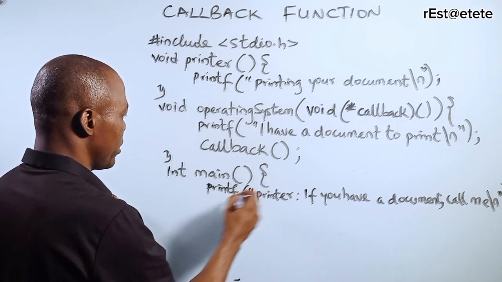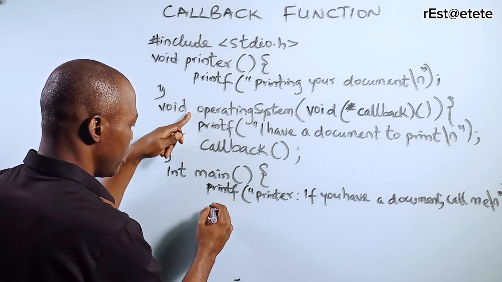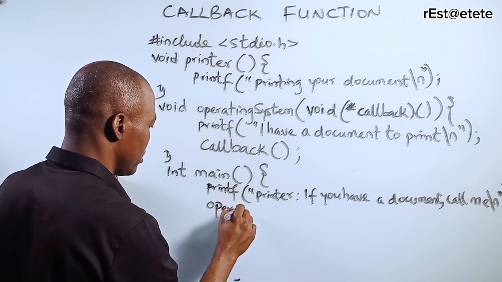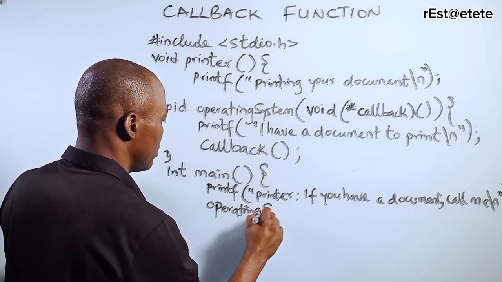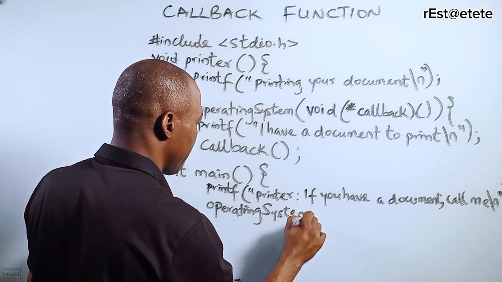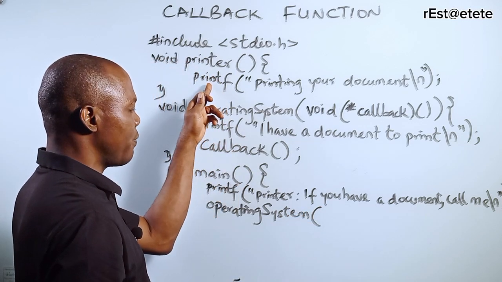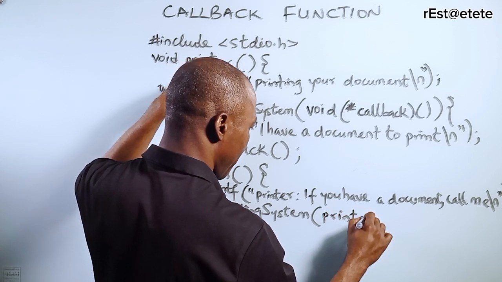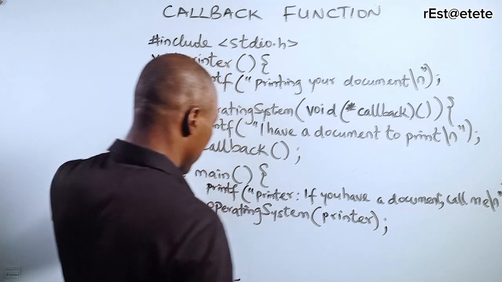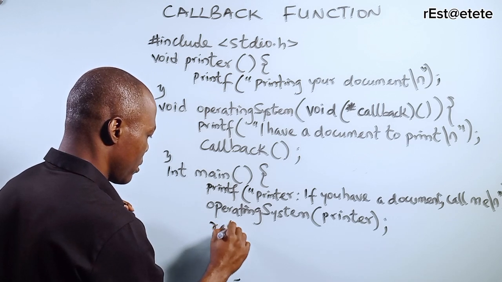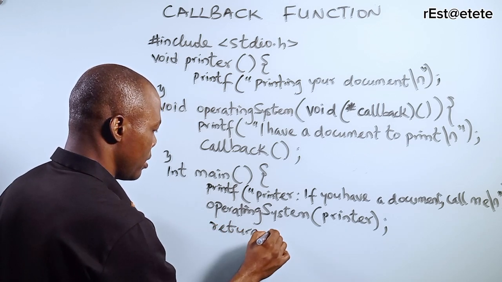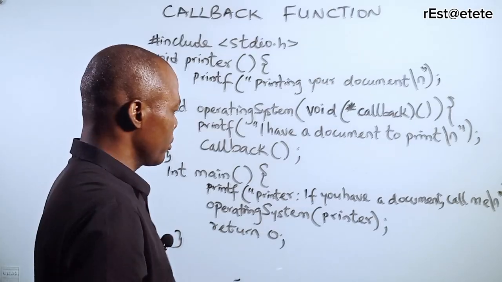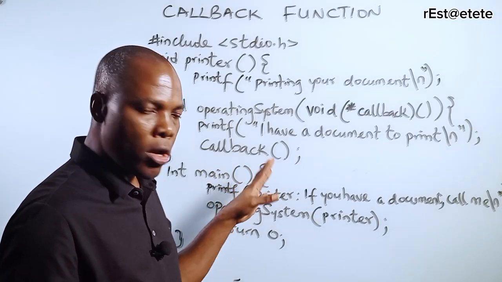Now, inside this main function, I am now going to call this operating system. So I will say operating system, right? Now I'm going to pass this printer function to it, which is this one. So I'm passing it to it, printer. Then I'll close it. Then I'll say return 0. Then my curly bracket, I'm going to close it here. So this is my program, a callback function.